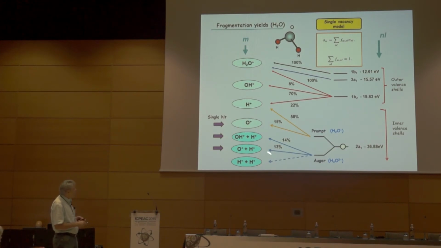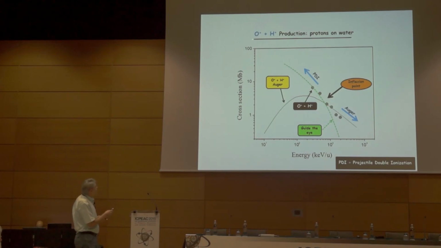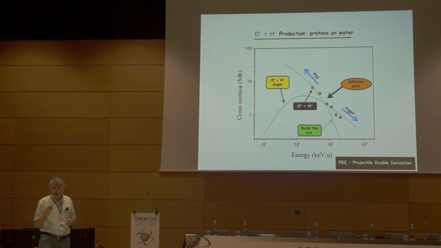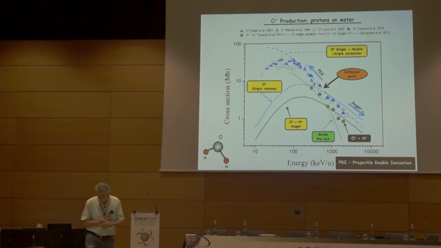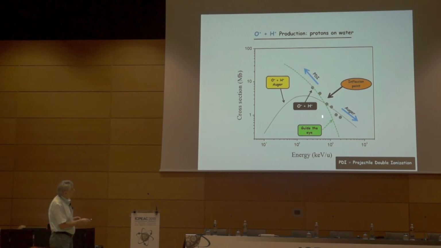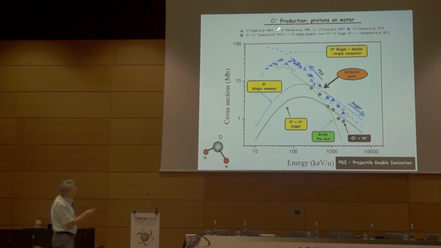So now we have an Auger process, and I have some fragments that originate from double ionization. And this fragment is essentially oxygen. The oxygen ion is always produced by this orbital. The circles are the experimental data for the O plus H plus channel. But what I want to show here is that there is an inflection point. On this side, you have Auger dominance and double ionization. And this inflection point occurs because the projectile double ionization starts to dominate the process for the fragments giving these two ions. Here is a set of oxygen production.